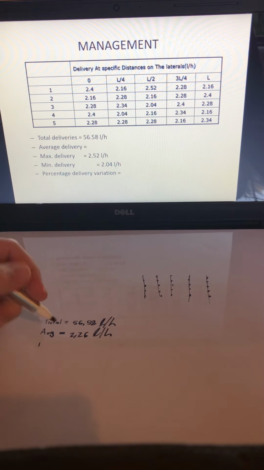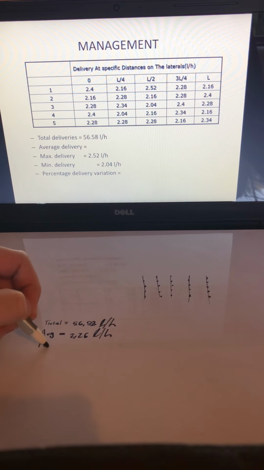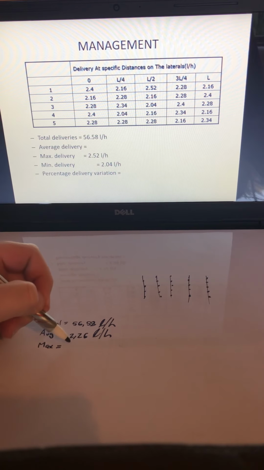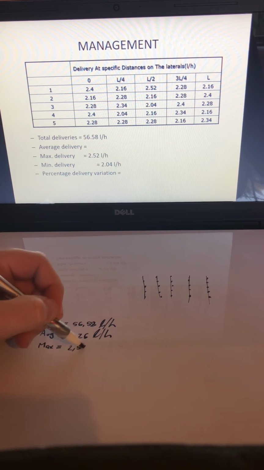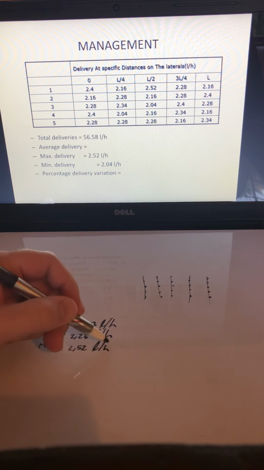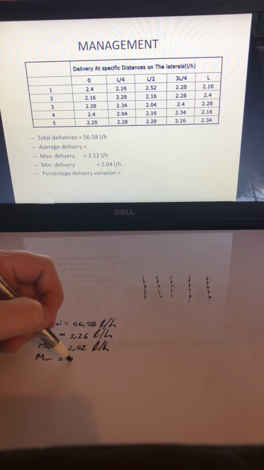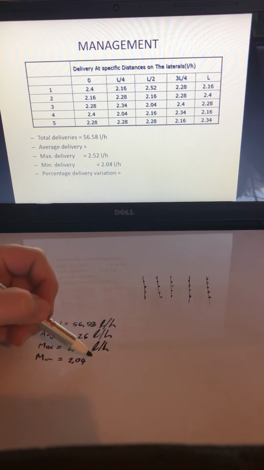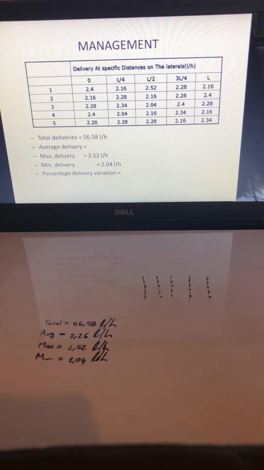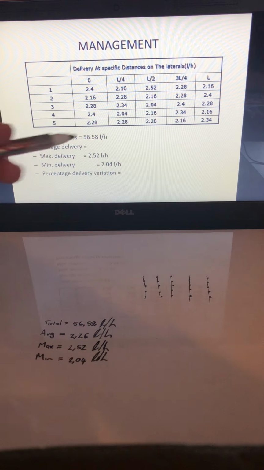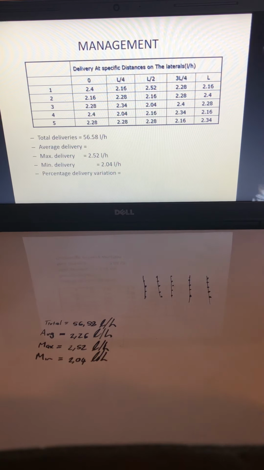So let's look at our maximum. For this, you just need to search in the table and see what is the largest value. And so the largest value in this table is 2.52 liters per hour, and the minimum is 2.04 liters per hour. So that was the smallest value in this table.